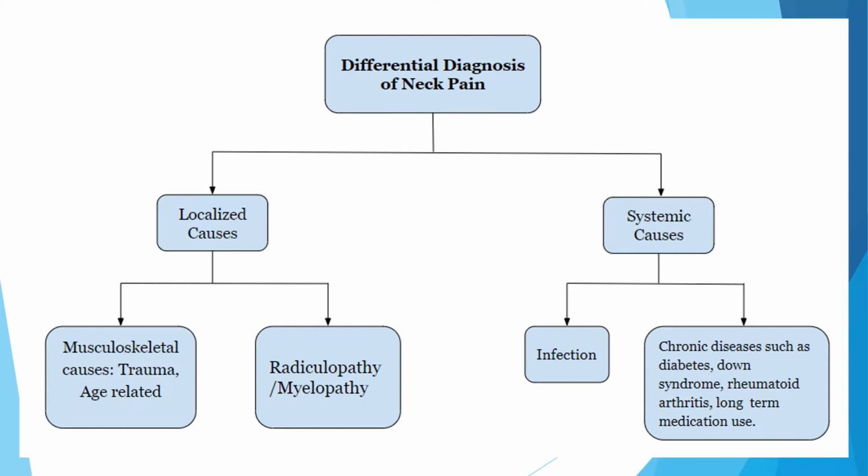Differential diagnosis of neck pain could be localized causes or systemic causes. Localized causes include musculoskeletal causes, trauma and age-related causes, or radiculopathy and myelopathy. Systemic causes include infection or chronic diseases such as diabetes, Down syndrome, rheumatoid arthritis, and long-term medication use.